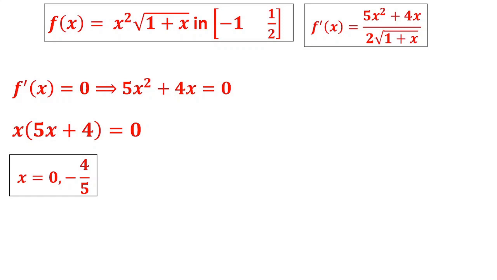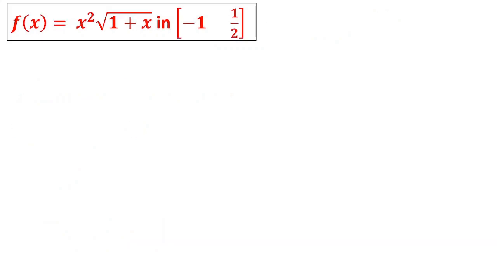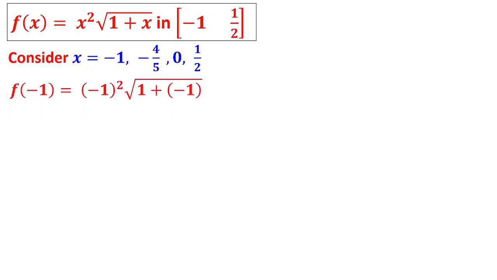Now what is the given interval? It is minus 1 to 1 by 2. Therefore, I have to check whether these two values are inside the given interval. Yes, 0 and minus 4 by 5 lie there. Therefore, what I have to take now? I have to take minus 1, minus 4 by 5, 0 and 1 by 2, the critical points plus the end points. Now I will check the value of f of x at these points.